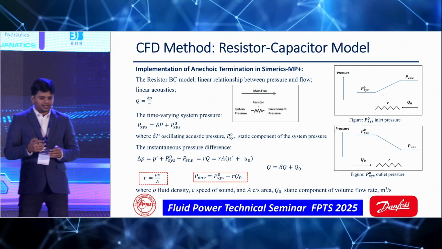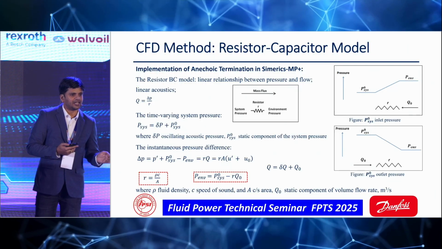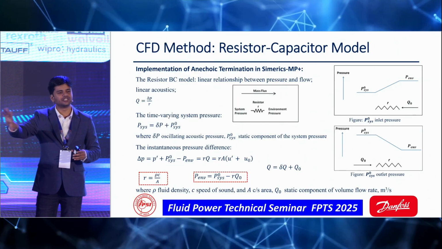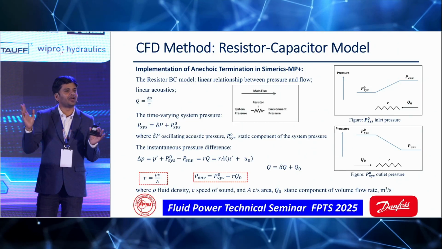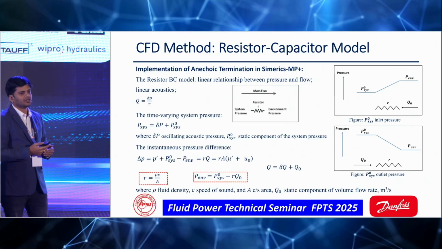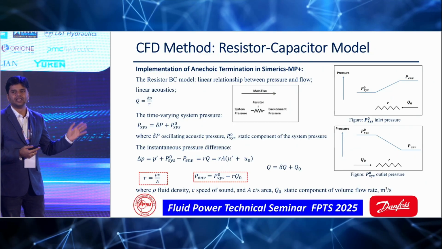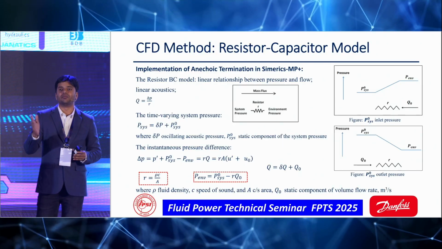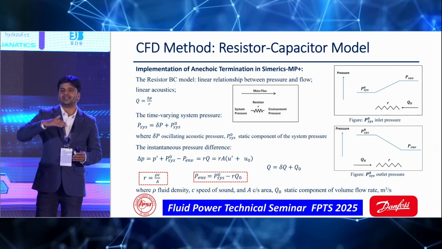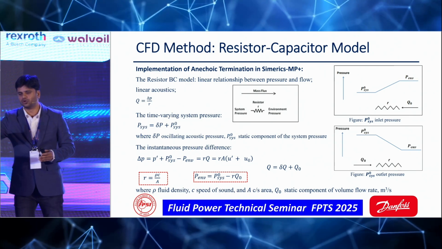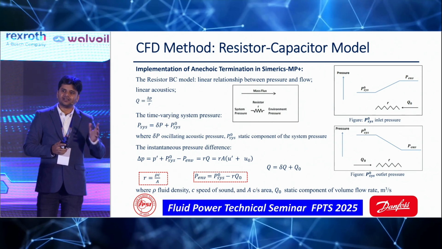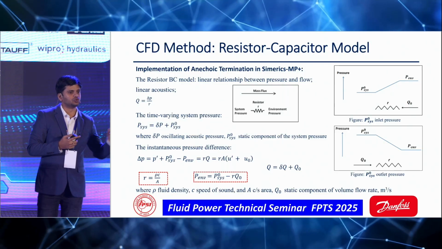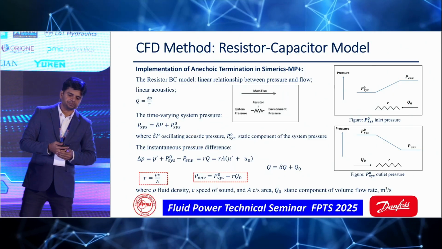Coming to the main method we worked on, to mimic these pressure pulsations and have them propagate very smoothly, we have used a model called the resistor capacitor model. In that model, you can set whatever number. If R equals 0, it basically allows the flow to travel very smoothly. But there is a problem: you cannot use it directly. You have to write some user-defined expressions to include these here.